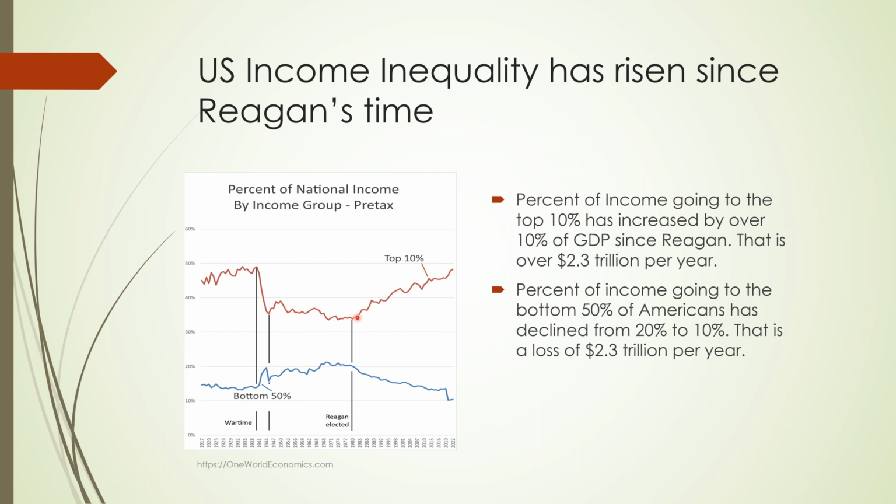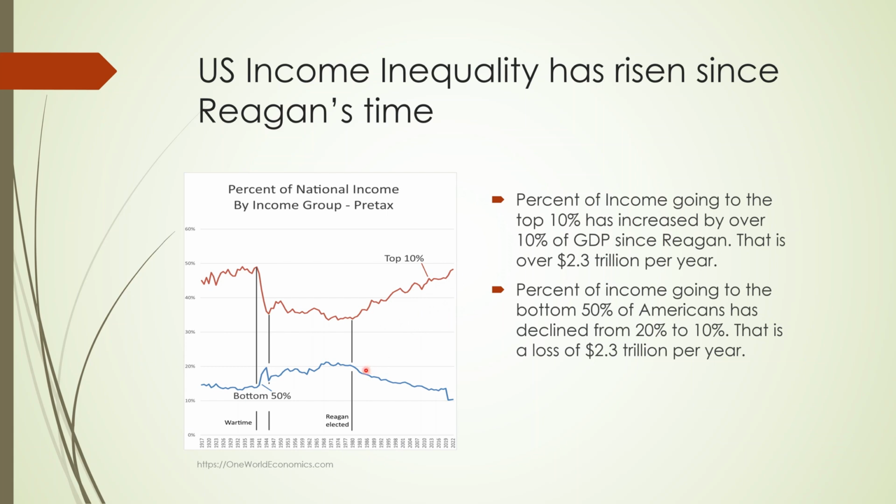Then around Reagan's time, tax rates were dropped, unions were actively attacked, and the top 10% share of income grew and grew. So this growth in the top 10% pre-tax income from about 35% to about 50% represents about $2.3 trillion a year in 2023.